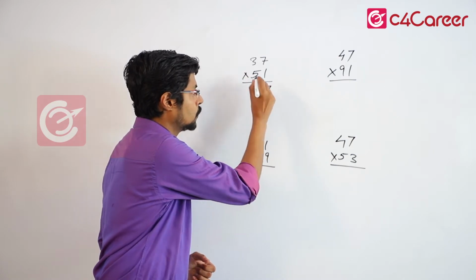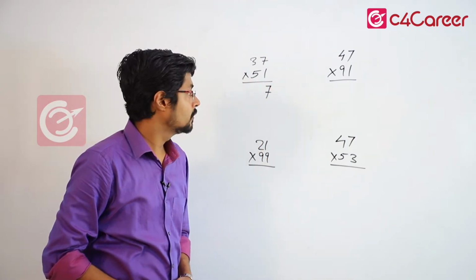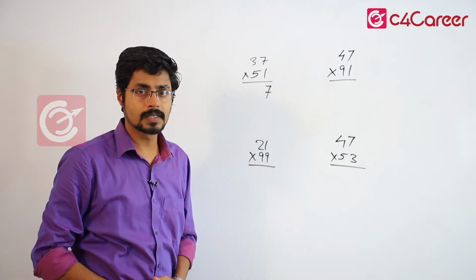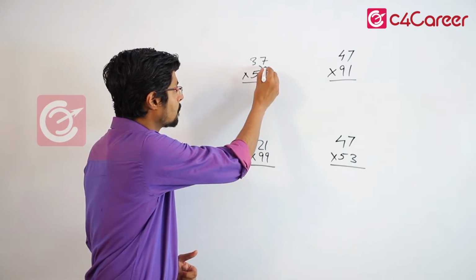7 into 1. The unit digit has to be multiplied. So we will get 7. What was the second step? We need to cross multiply.